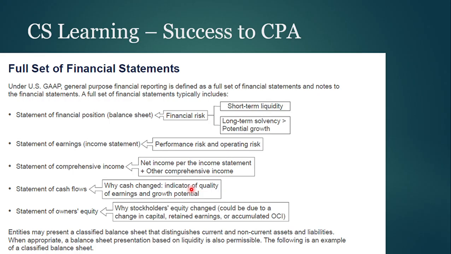So the cash flow statement is very important to understand how the entity, how the company, is actually making cash. The next is the statement of owner's equity. The statement of owner's equity is also very important to understand how owner's equity is actually changing, like whether the company is issuing more shares.